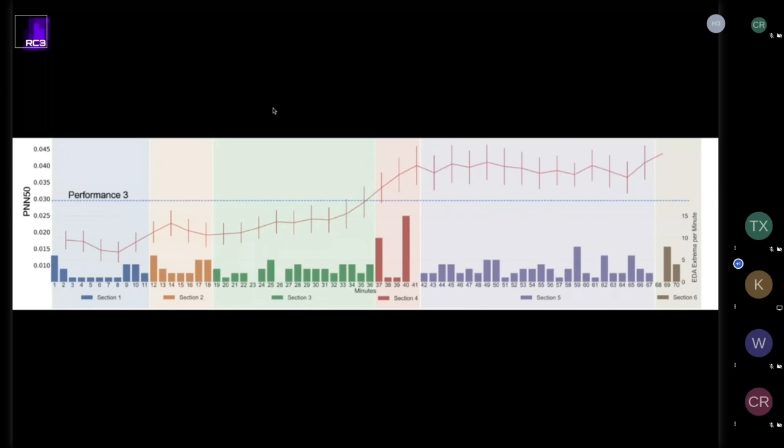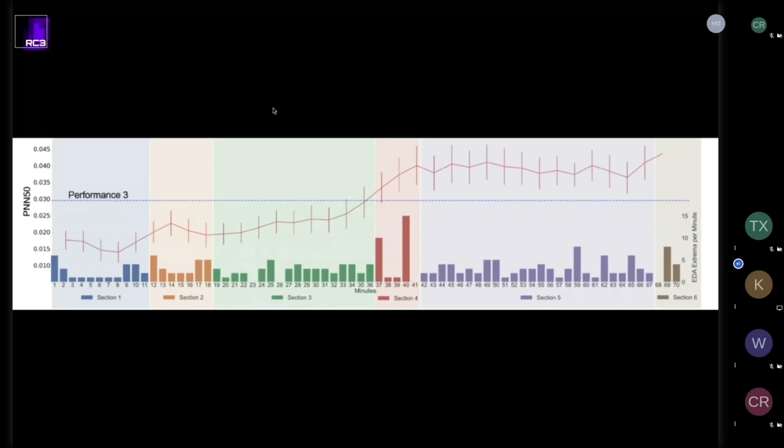Similarly, the EDA in the bottom as a bar chart gives you an indication of a lot of peaks happening at specific points. And these points correlate very well to memorable scenes in the performance. So you see section 4, the red one, is the one where somebody from the audience gets brought onto the stage, versus I think around minute 12, there's a scene where the dancers hand out the business cards, and that's also something I think.